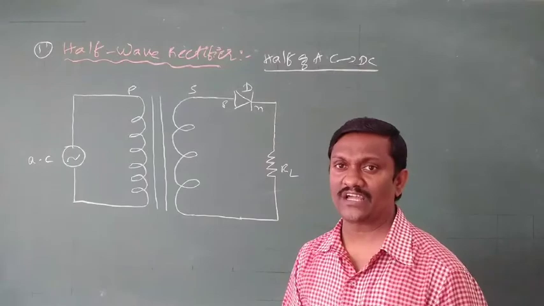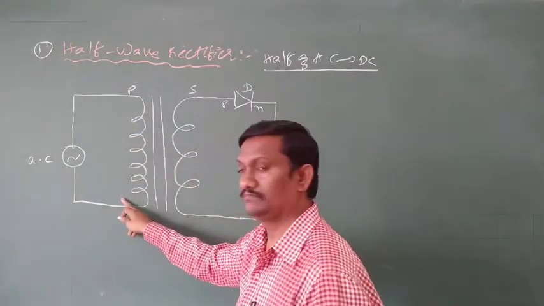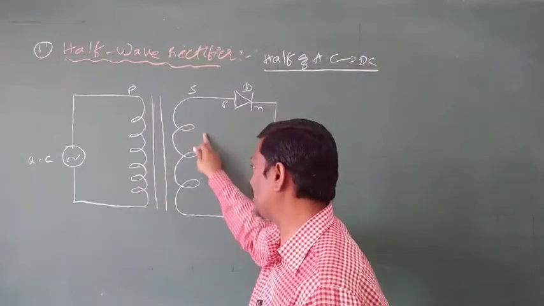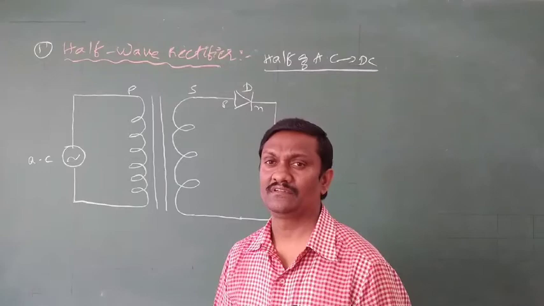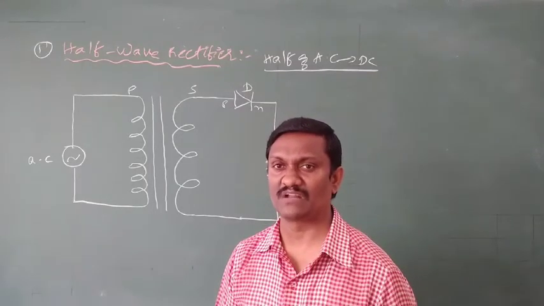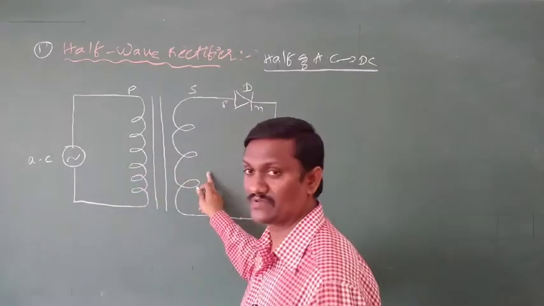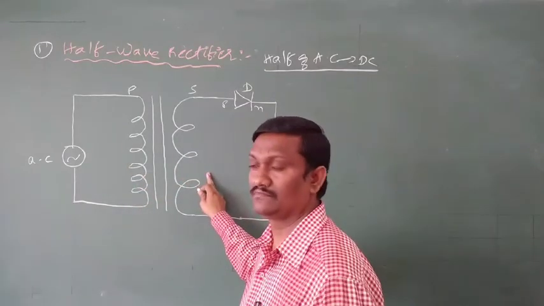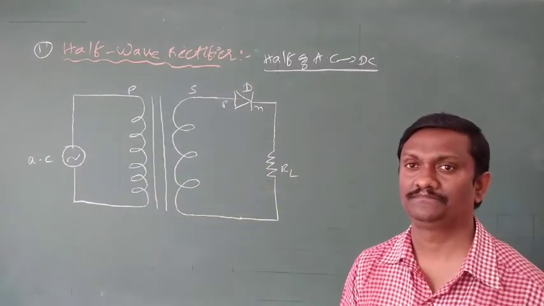And according to the diagram, you can observe the number of turns in the primary coil is more, and the number of turns in the secondary coil is less. So in the process of rectification, we always use one transformer, a step down transformer. The number of turns in primary is more, the number of turns in secondary is less.